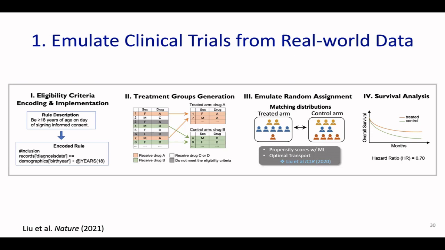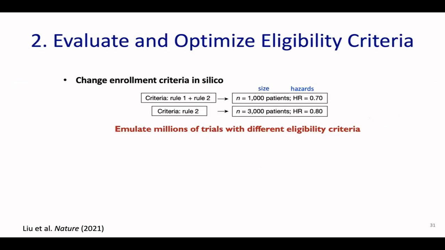Just to remember, our main idea is to help design the eligibility rules for clinical trials. So the next step is we want to make use of this first pipeline to help evaluate and optimize eligibility criteria. Here I just give you two examples. We are able to answer the question: what if I only have two rules, rule 1 and rule 2, in the enrollment? How many patients do I end up with, and what is the hazard ratio?